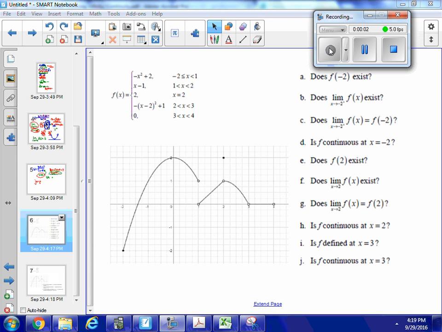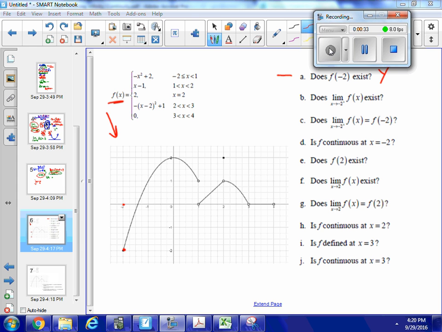There are a number of questions to answer using this graph. So this is a function. The function is defined right here, and it makes this particular graph. So the first question is, does f of negative 2 exist? So I'm going over here to negative 2, and I'm going to look and see, do I have a y value at negative 2? Yeah, I do. So f of negative 2 does exist.